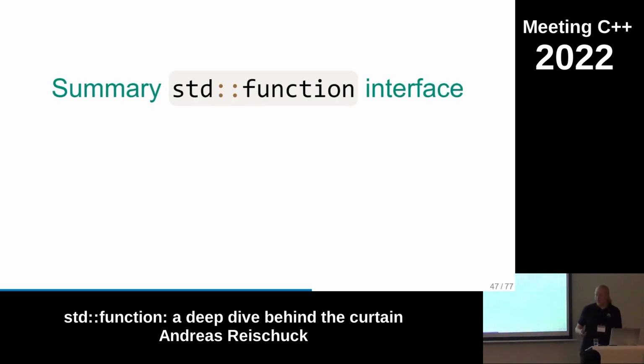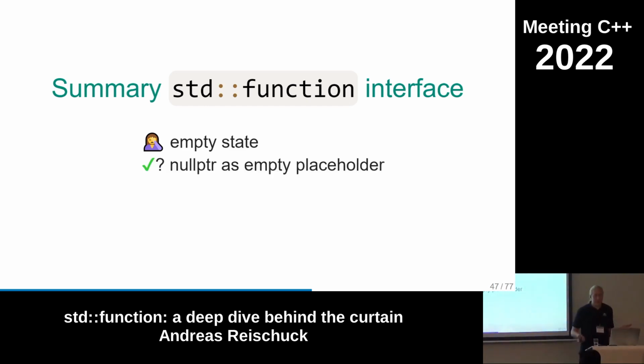So that's all I have. So let's summarize a bit. We had this empty state. That's kind of easy to implement. A bit of a strange tweak with the null pointer. I don't know if this is actually necessary, but yeah, it's okay. Can live with that. Just another API.